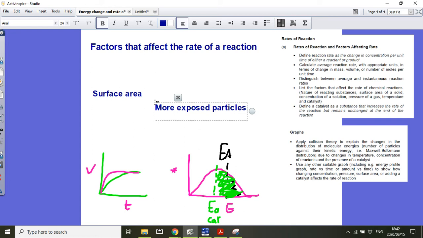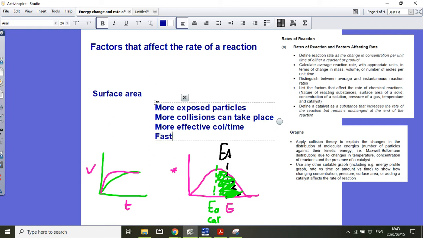If there are more exposed particles, more collisions in general can take place because more particles are exposed. If more collisions in general can take place, then more effective collisions per unit time can take place. And if there are more effective collisions per unit time, I have a faster rate. Again, there are your 4 points. Done. Now, surface area is still easy. Now we have to look at concentration.